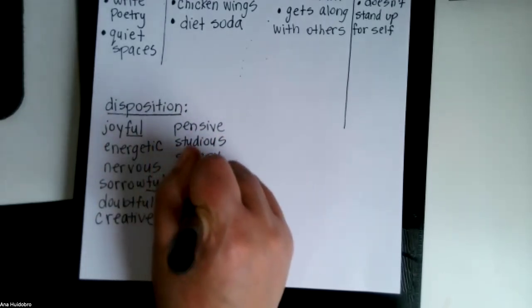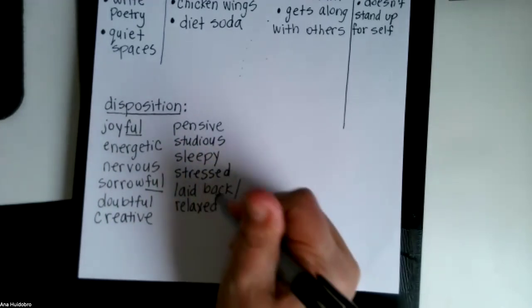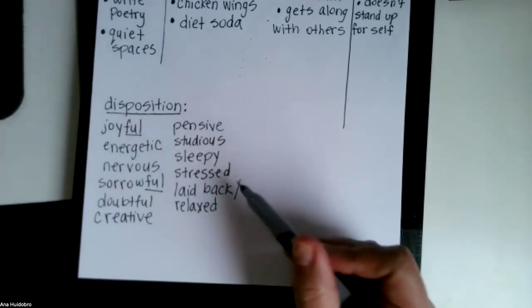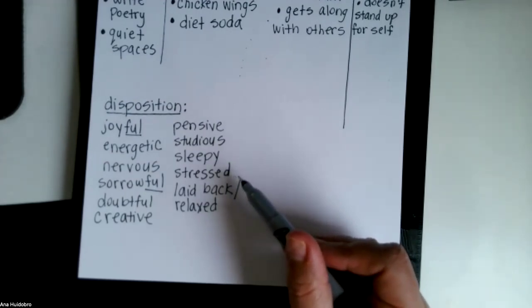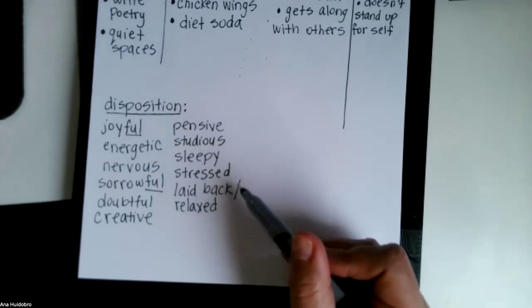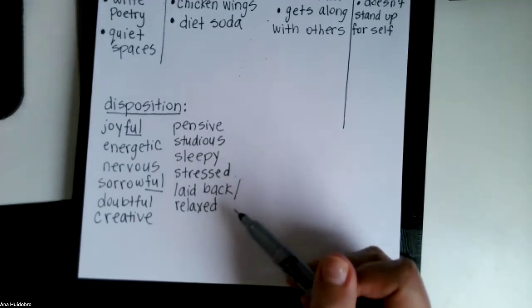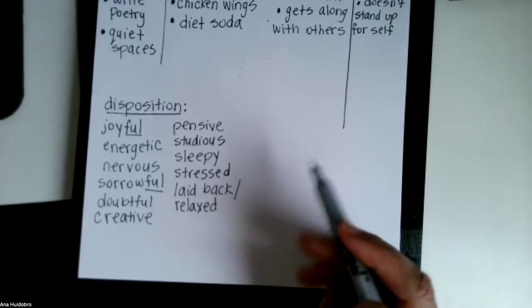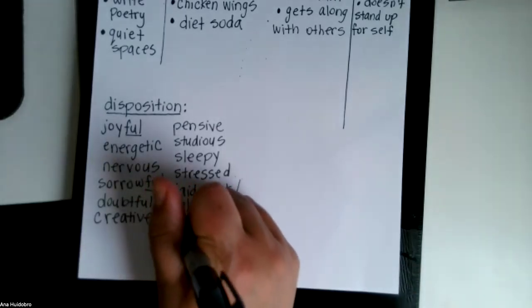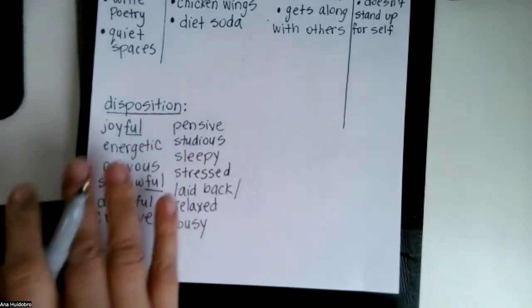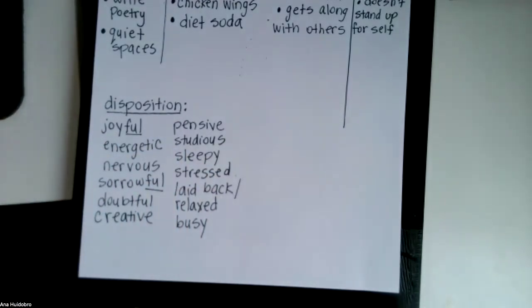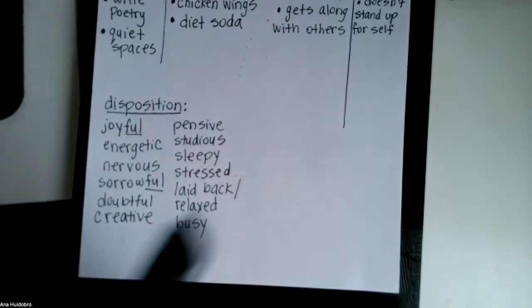You might have, if these two people were siblings, one of the sisters or brothers is stressed. We have to clean up everything, and then the more laid back sibling will be like, "Relax, that's okay. It'll look good." They just won't be as stressed. Maybe someone has a busy disposition. So go ahead, pick one or two of those, or even better yet, make up your own, and write it under disposition and decide which one is true for your character.